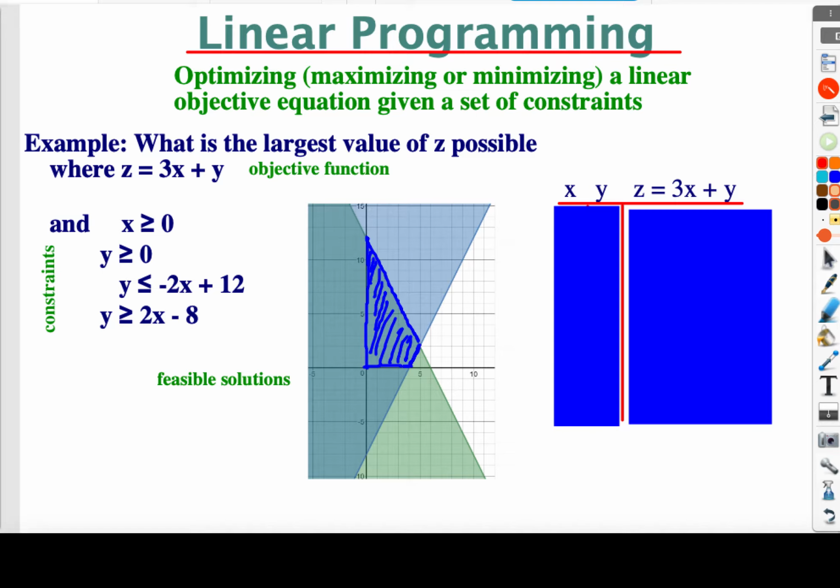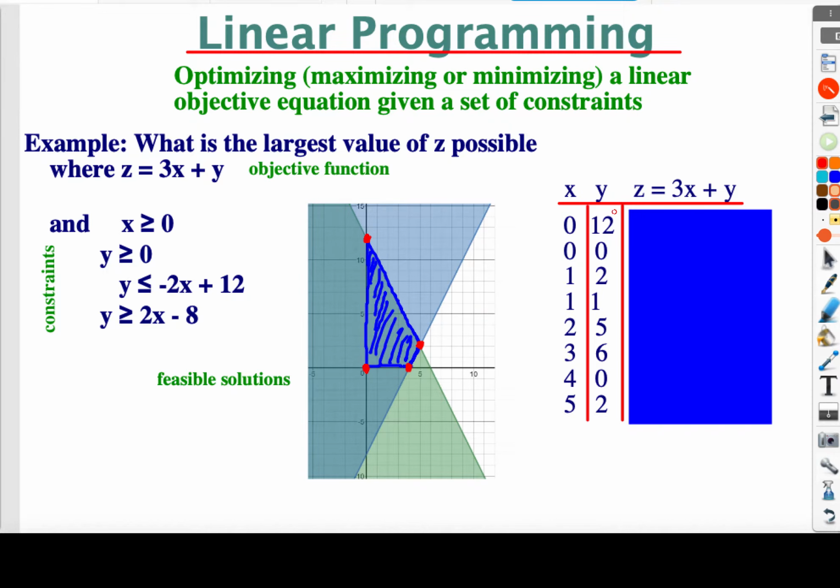So I'm going to grab points from all of the corners, first of all, because they're my extremes. They're the lowest points, the highest points, and same thing left to right. They're the points farthest left, farthest right. I also went ahead and on this table, just this time, grabbed a whole bunch of points from the middle of the region as well.